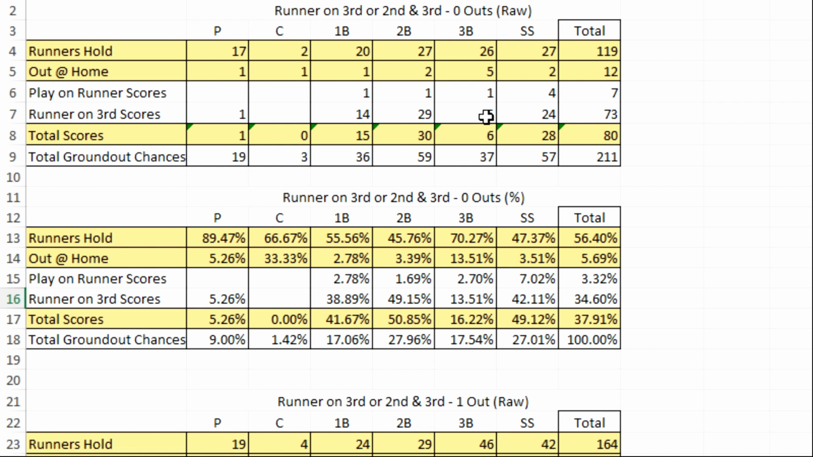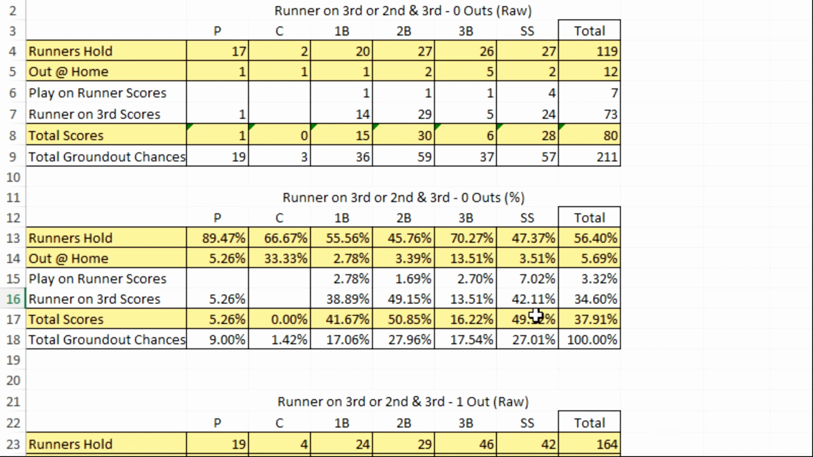Usually those are, I think, classified as fielder's choices in the play-by-play data because the fielder made a choice to go for a different out other than the easy out at first base. Play on runner scores, there aren't as many of those. There were only 7 total. Most of the time, they're not making a play and everybody's safe, if that makes sense.